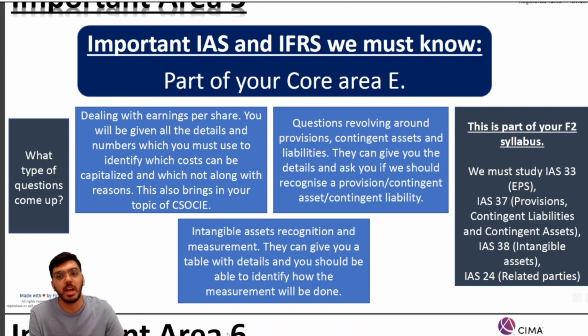And the specific IAS and IFRS that you must study are IAS 33 on EPS, IAS 37, IAS 38 on intangible assets, and IAS 24 on related parties. These are just a few that we feel are important for your case study. These are not the only ones that can be tested, but these are favorite exam topics that do often come up. And to make your study more relatable and directed, we have pointed them out. We have put them in front of you to showcase the type of questions that can come up and what you must be prepared for.